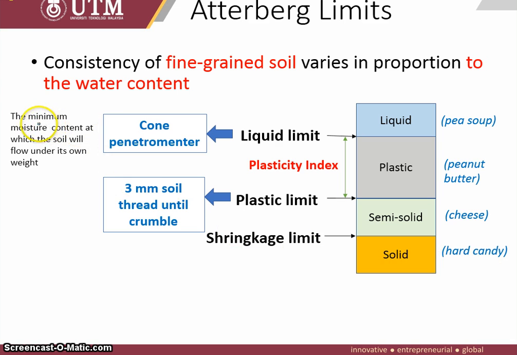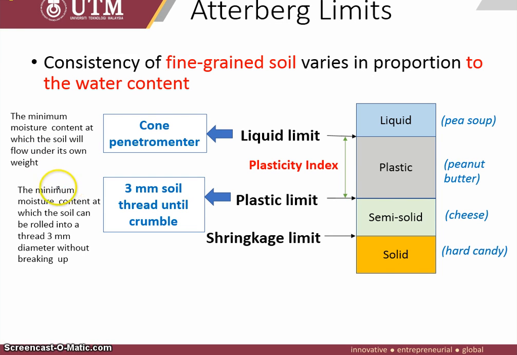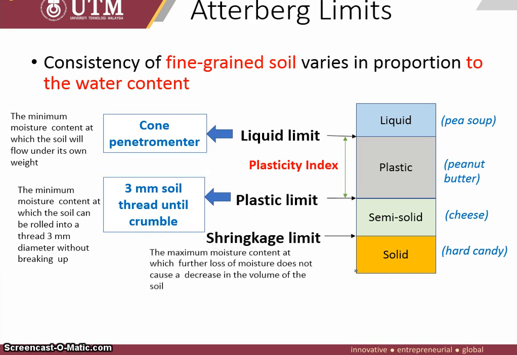So what is the cone penetrometer? It measures the minimum moisture content at the liquid limit, which we later do with the cone penetrometer test. It is the minimum moisture content at which the soil will flow under its own weight. Whereas the plastic limit is the minimum moisture content at which soil can be rolled without breaking up at a size of 3 millimeter in diameter before it goes into the shrinkage or semi-solid state. So what is shrinkage? Shrinkage limit is the maximum moisture content at which further loss of moisture will not cause a decrease in volume of the soil.